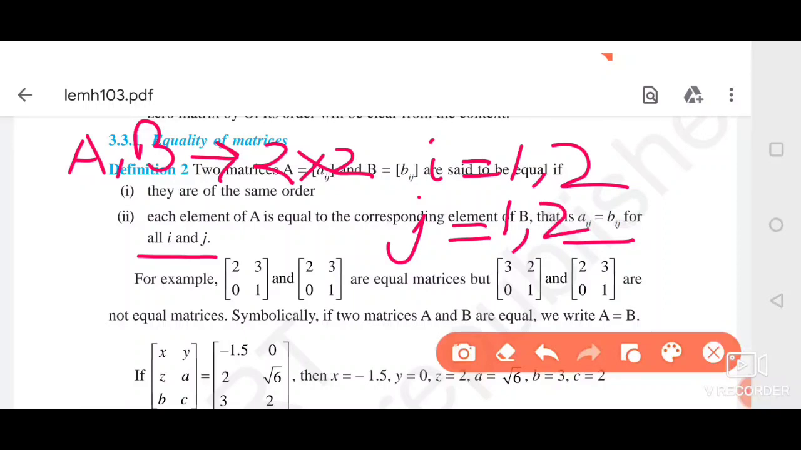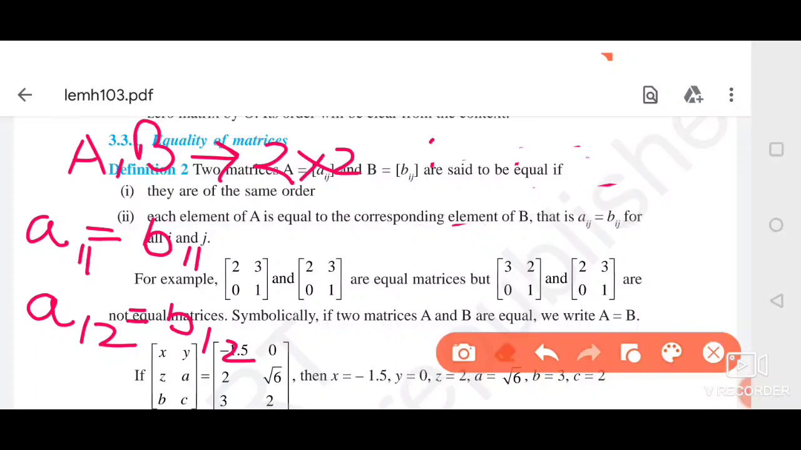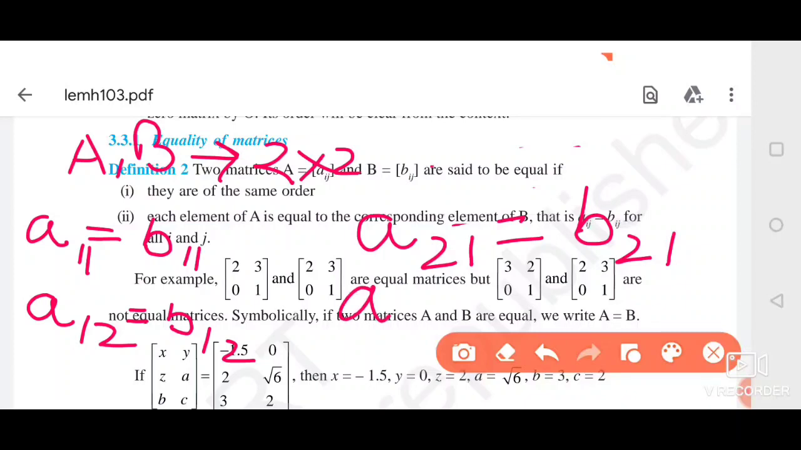So, in the matrix of order 2 by 2, the elements will be a11 equal to b11, a12 equal to b12, a21 equal to b21, a22 equal to b22. So in this way, the corresponding elements will be equal.